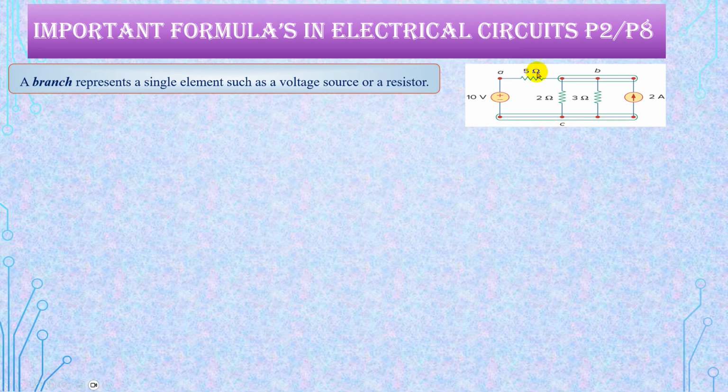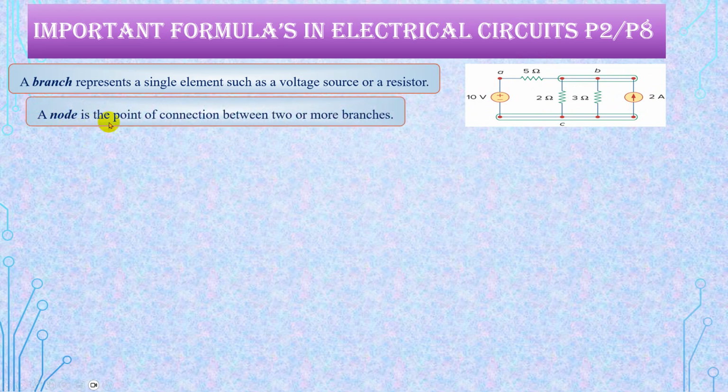So we have a voltage source in series with a resistance. It doesn't mean that these two become one branch. The voltage source is one branch, the 5 ohm resistance is another branch, the 2 ohm is another branch, the 3 ohm is another branch, and the current source is also another branch. So we have 1, 2, 3, 4, 5 branches here. So this is called a branch.